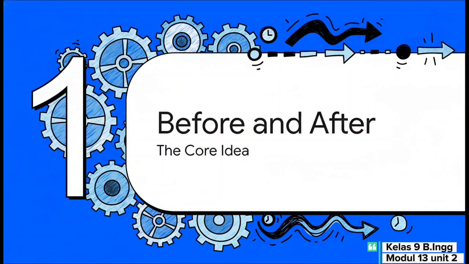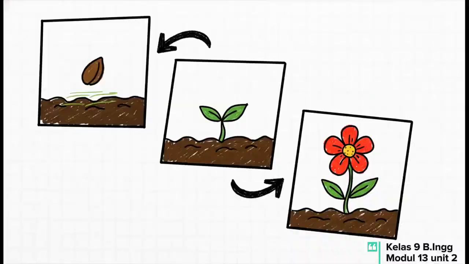First up, before and after. Before we even touch any grammar rules, we've got to get our heads around the one simple idea that holds everything else together. And that is sequence. Just think about it for a second. Every single story you tell, every movie you've ever seen, it all has a sequence, right? This happens, then that happens. And what's so cool is that English has these specific tools, built right into the grammar, to help you control that timeline. It's all about making sure your listener's right there with you, knowing exactly what happened first and what's about to happen next.